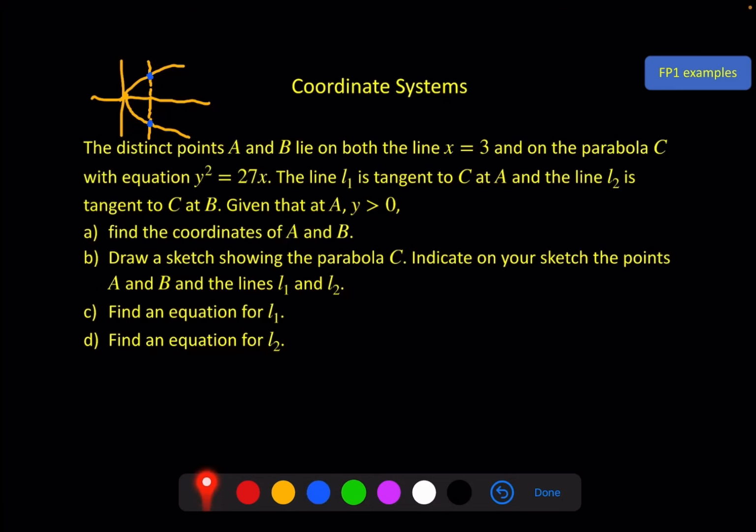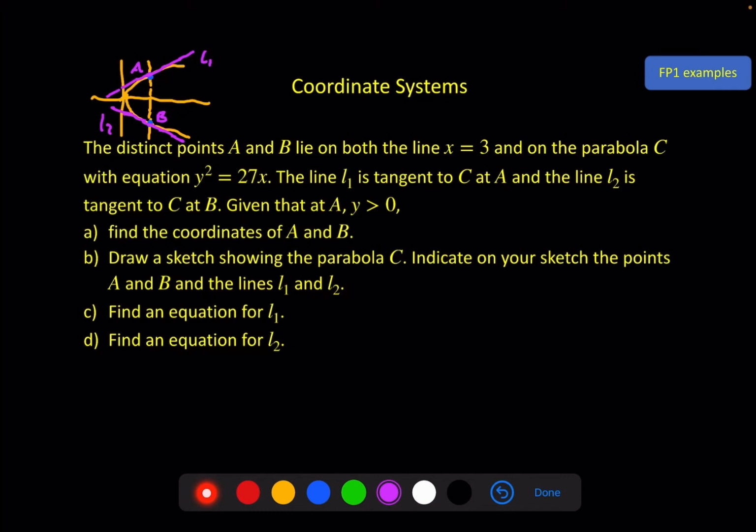So the line L1 is tangent to C at A. We don't know which one A is, but let me say it's this one for now. And the line L2 is tangent to C at B. So I've made an assumption here. I might have to flip these around if it's important later and I've chosen them to be the wrong way around or something. But for now, I've sketched it so I've got an idea of what it looks like in my head.